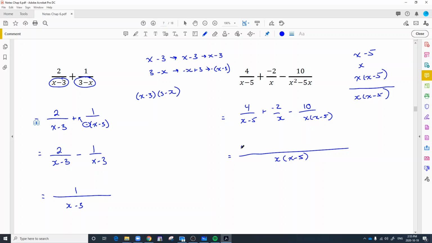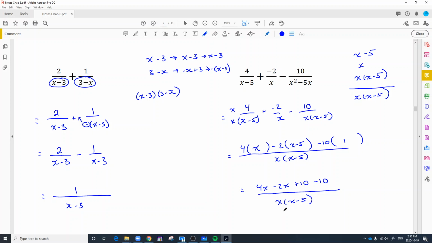So again, take your numerators. When you have plus negative 2, it's just minus 2. And then minus 10. So what do I have to multiply this first term by? I have to multiply it by x, top and bottom. This one has to get multiplied by x minus 5. And this one doesn't have to get multiplied by anything, so just a 1. And then I'm going to simplify. I get 4x minus 2x plus 10 minus 10 all over x times x minus 5.